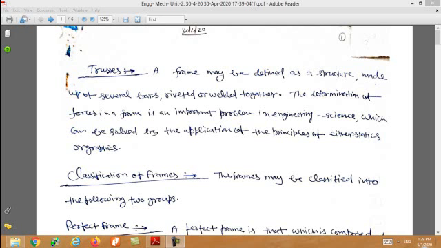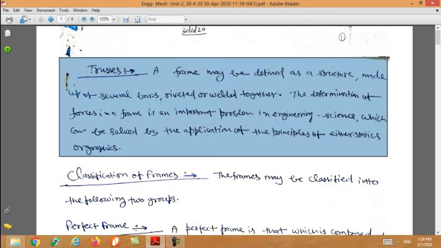Today we will discuss the topic of engineering mechanics in the trusses. Okay, so how can we define the truss? A truss, or frame, may be defined as a structure made of several bars riveted or welded together.